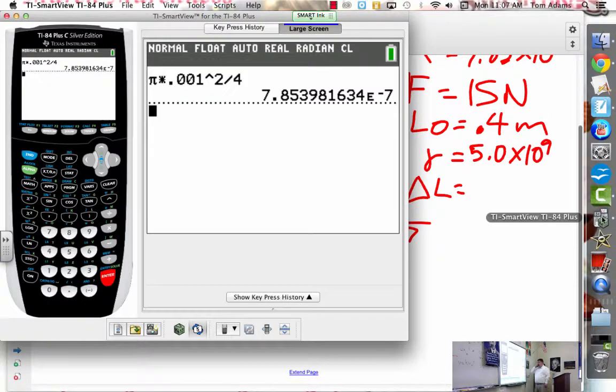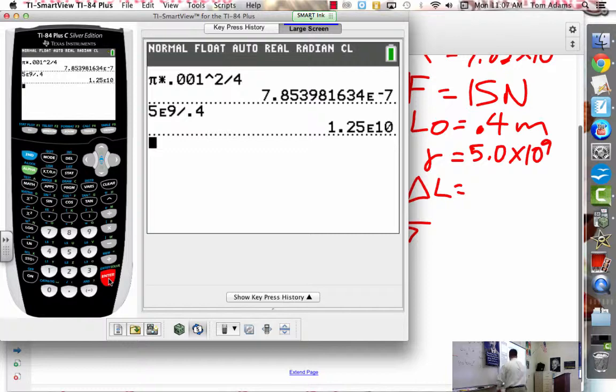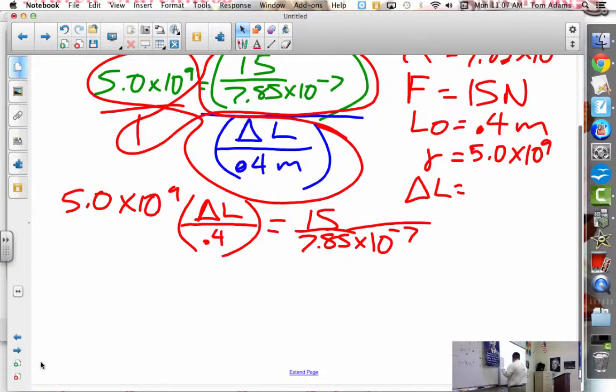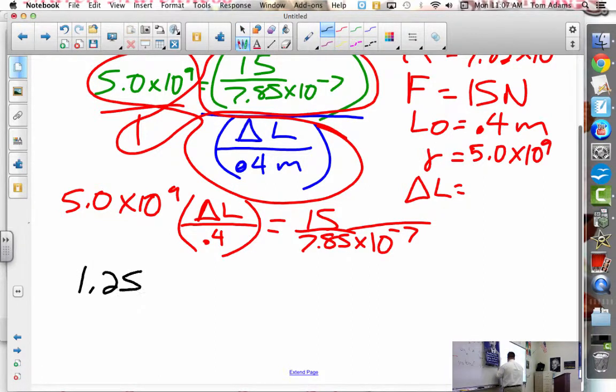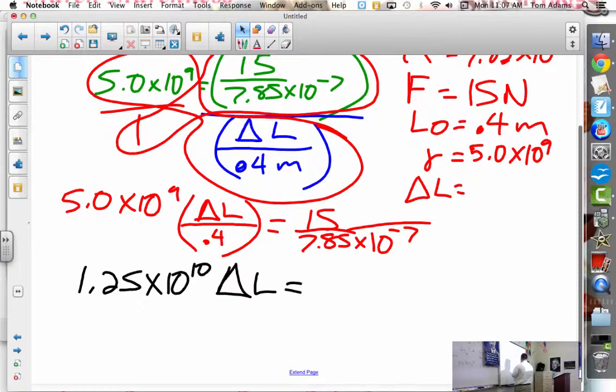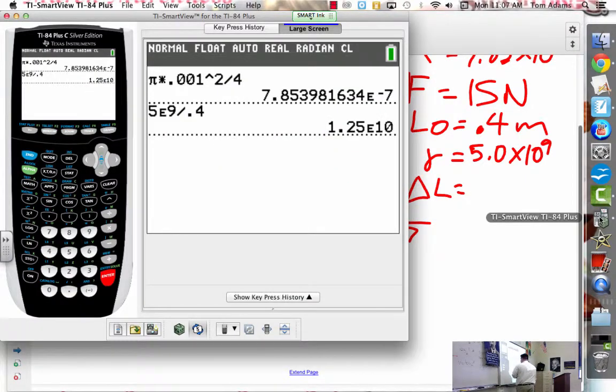So if I take 5 e to the 9 and divide that by 0.4, guess what I get? 1.25 e to the 10. So I get 1.25 times 10 to the 10 times delta L. Now I'm going to simplify this number by taking 15 and dividing it by 7.85 times 10 to the, what was it, negative 7? Is that what that was? Yes, Mr. Adams?